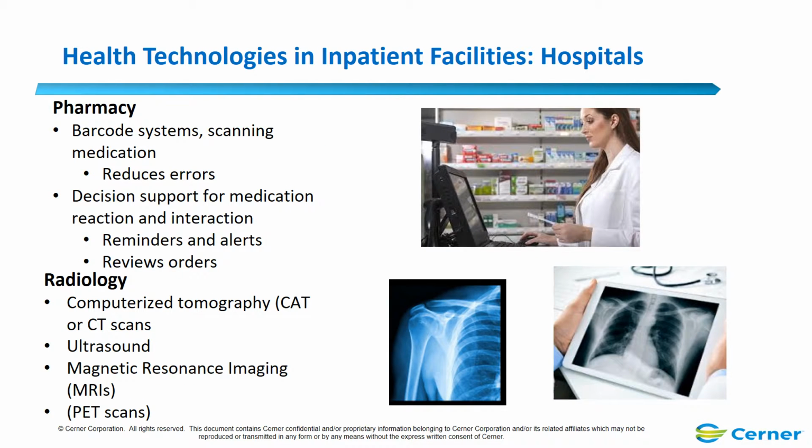Health technologies in inpatient facilities. So we're going to take a look at hospitals, and we're going to look at the pharmacy systems as well as radiology and radiology systems. Pharmacy systems improves patient safety by the use of barcode scanning, which has information about the medication and doses. The software can help verify that this is the right patient for the correct drug and doses. Within the application, there are decision supports to alert the provider and the pharmacist about medication reactions and interactions. There are also alerts and reminders.